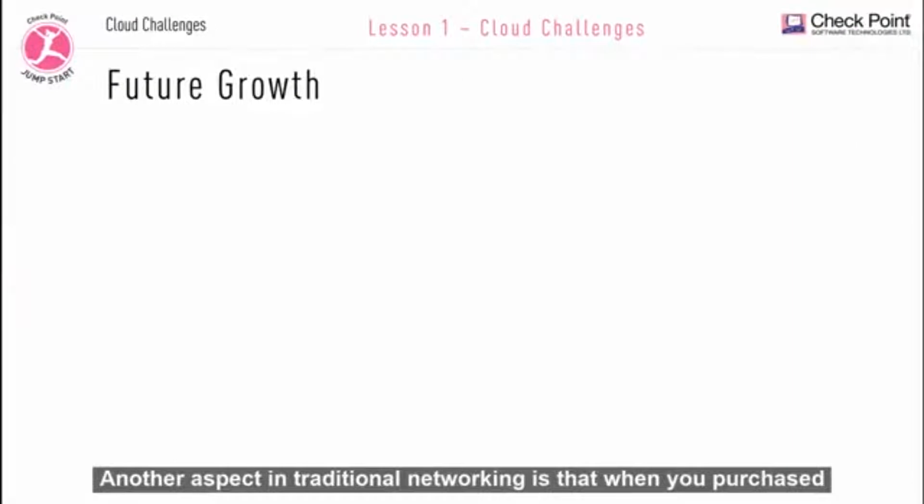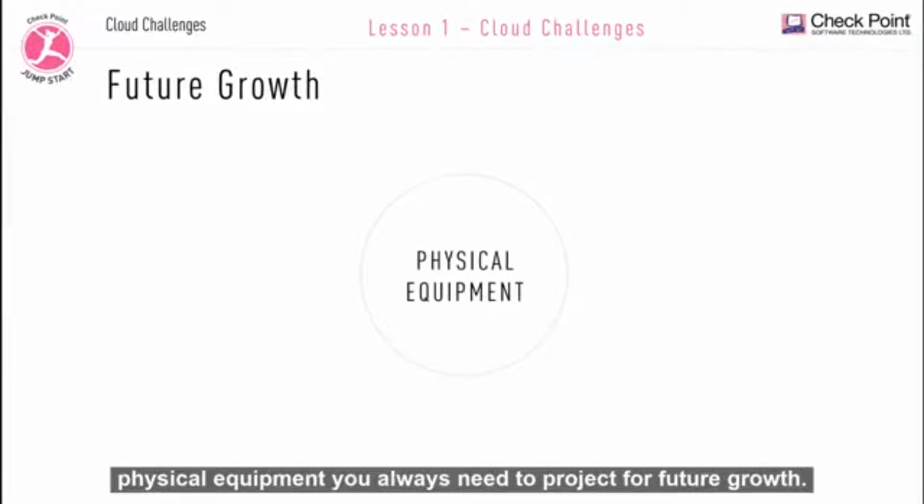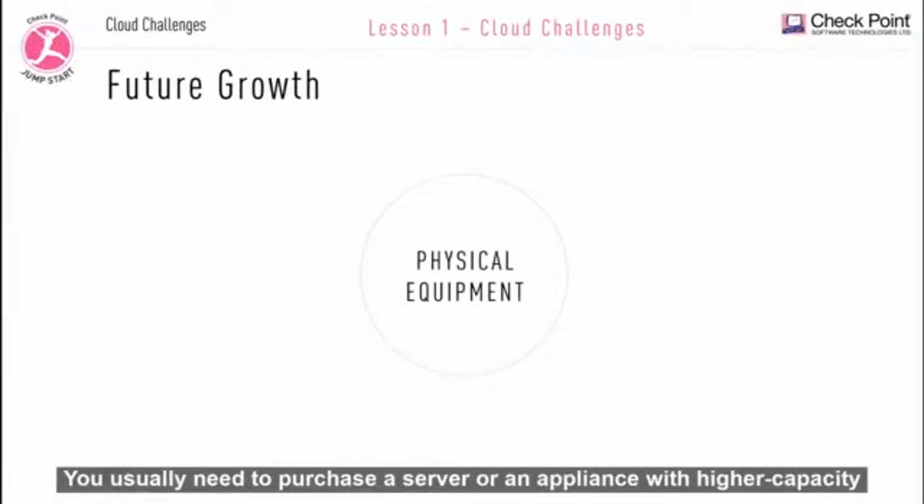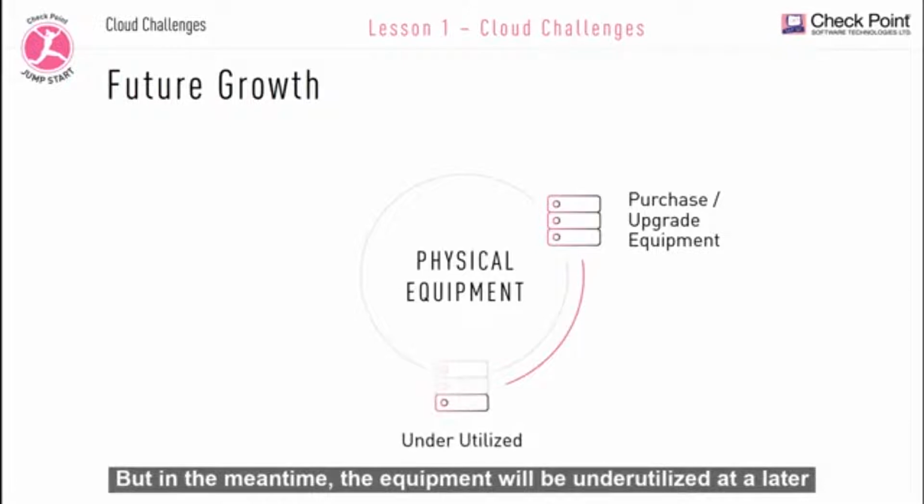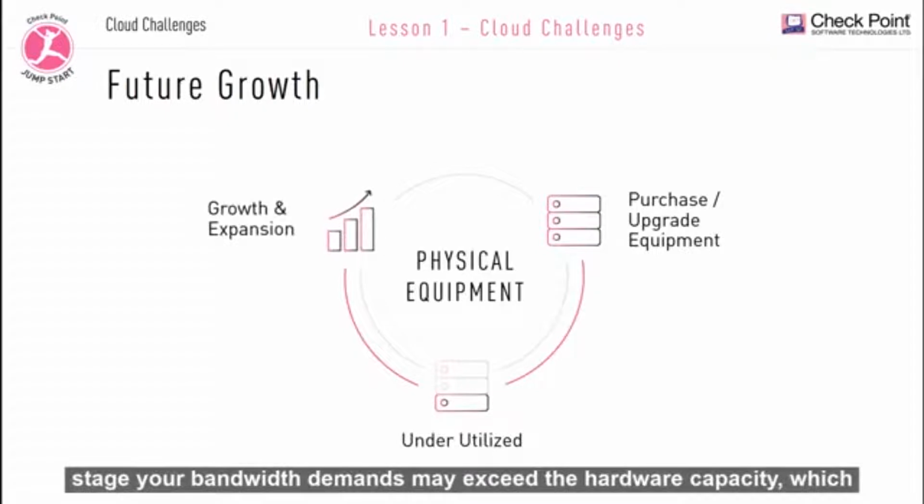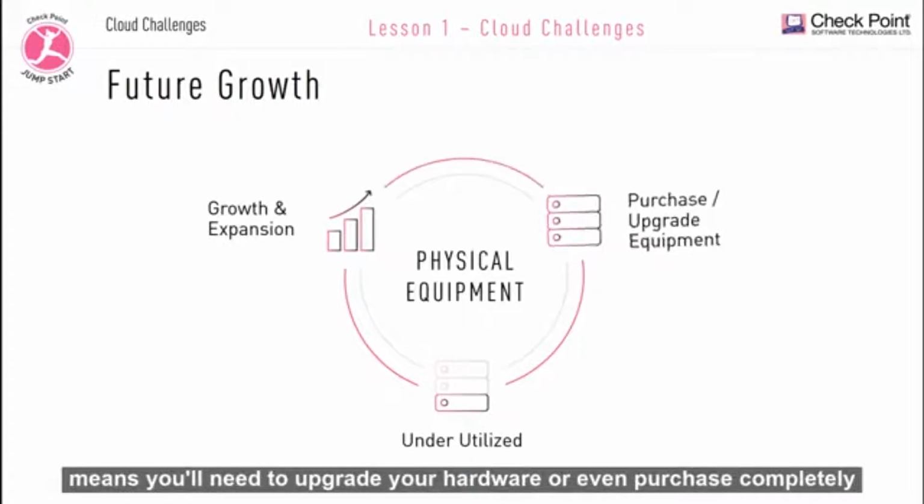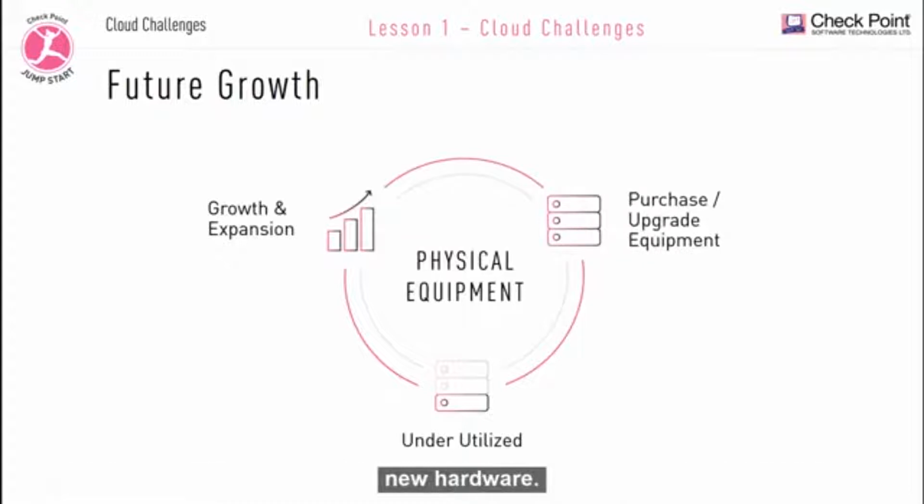Another aspect in traditional networking is that when you purchase physical equipment, you always need to project for future growth. You usually need to purchase a server or an appliance with higher capacity needs than initially required, just to compensate for future growth and expansion. But in the meantime, the equipment will be underutilized. At a later stage, your bandwidth demands may exceed the hardware capacity, which means you'll need to upgrade your hardware or even purchase completely new hardware.